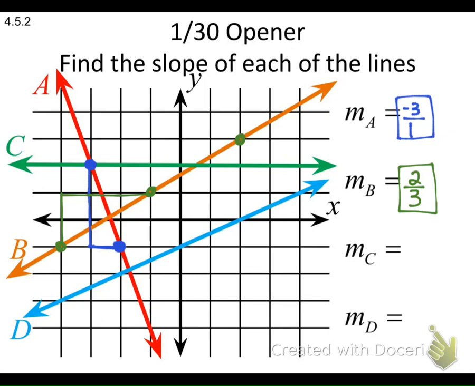Now I go to line C. Line C is right here. What kind of slope does line C have? It's a 0 slope. If I go on that slope or that mountain that's built like that, and I get in the middle of it, I'm not going to go anywhere, am I? So it's a 0 slope.